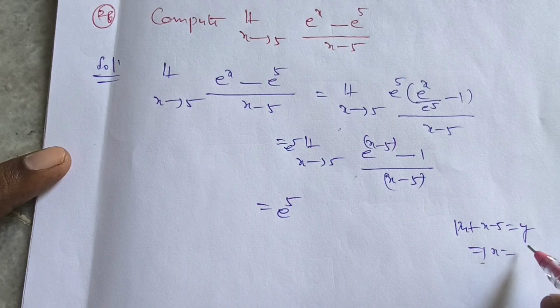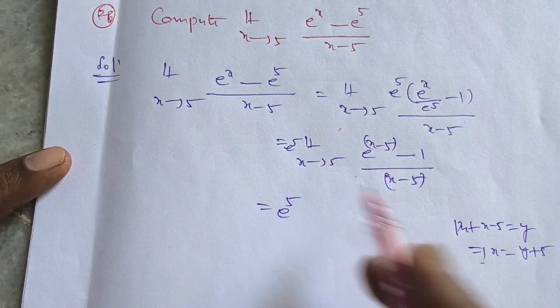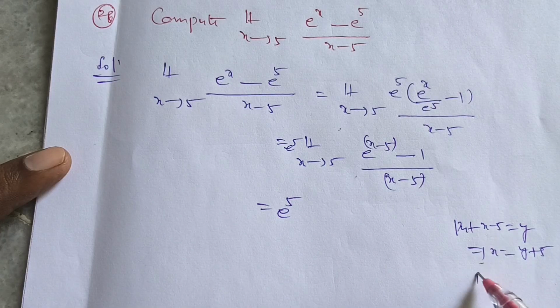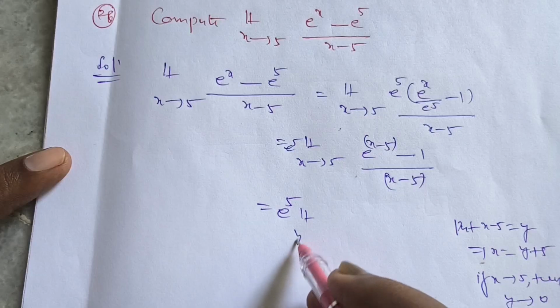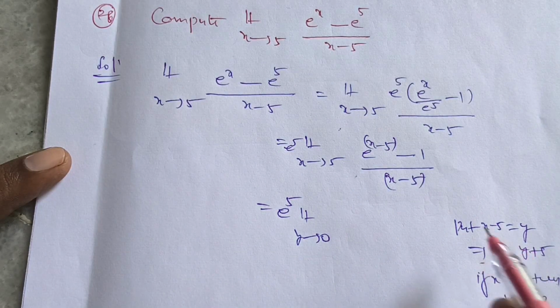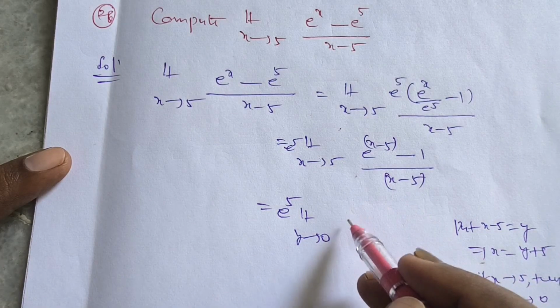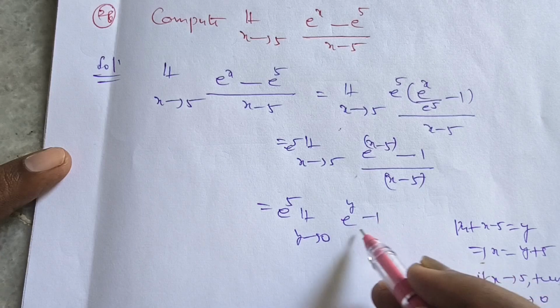is equal to e power 5, because to compute this limit, we depend upon the substitution method. Put x minus 5 equals y. From that, x value is y plus 5. Now change the limit x values into y values. If x approaches 5, then y approaches 0.